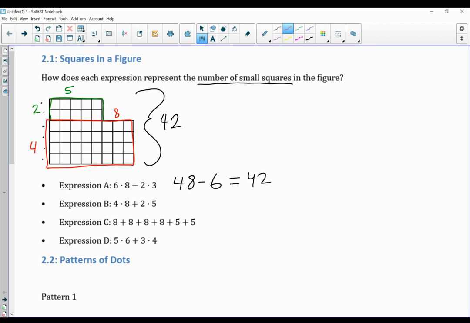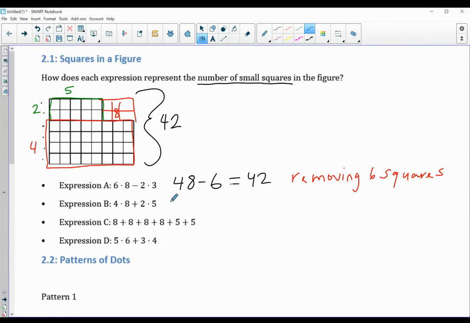So this is actually removing 6 squares. Because if it didn't remove those squares, if I created my own and this wasn't a weird looking box, that would give me 1, 2, 3, 4, 5, 6 more, which would then in turn bring me up to 48, not 42. So that's what's happening in expression A. So let's look at expression B.